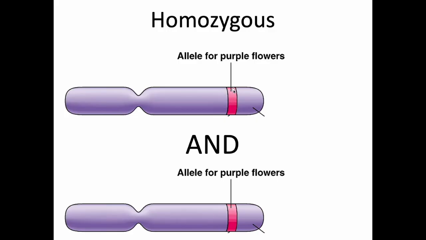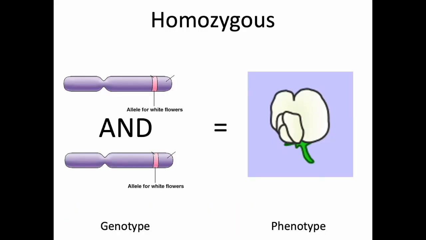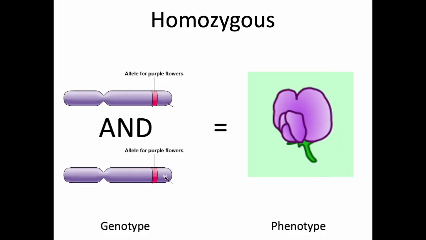If you're a pea plant and you've got a purple flower allele on one of your chromosomes and also the purple flower allele on your other copy of that chromosome, that's also homozygous. Two of the same thing means homozygous. What phenotype are they going to have? Well, it's pretty obvious. If you've got two of the white flower allele, you're going to have white flowers. And if you have two of the purple flower allele, you're going to have purple flowers.